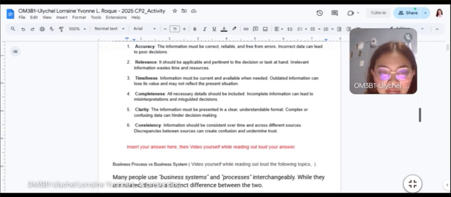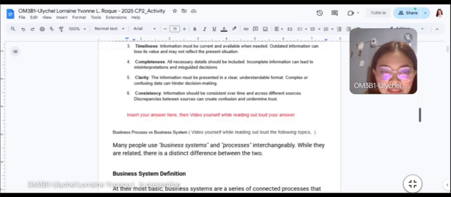Fifth, clarity. The information must be presented in a clear, understandable format. Complex or confusing data can hinder decision making. Sixth, lastly, is consistency. Information should be consistent over time and across different sources. Discrepancies between sources can create confusion and undermine trust.